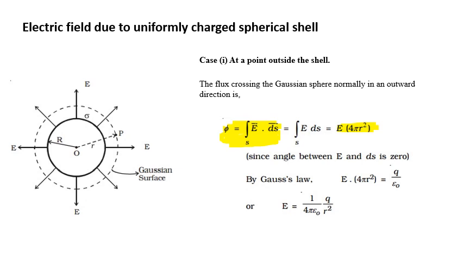Now by Gauss law, you can write E into 4 pi r squared is equal to Q over epsilon 0. So E can be written as Q upon 4 pi epsilon 0 r squared. So this is the field whenever you are outside the shell, where r is the distance from the center.